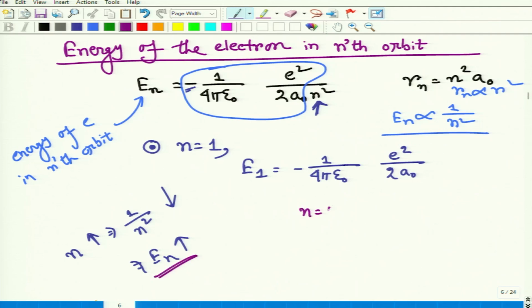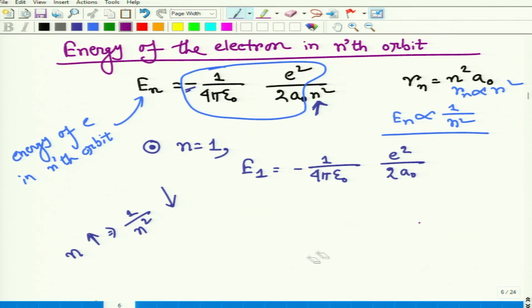So, when n is 1, then E_n should be least, E1 should be least. Now if n increases, then E2 must be greater than E1, and E3 must be greater than E2. From this relation we can write that the energy of the ground first orbit, E1, should be the minimum, the least energy. That is the reason it's called the ground state.